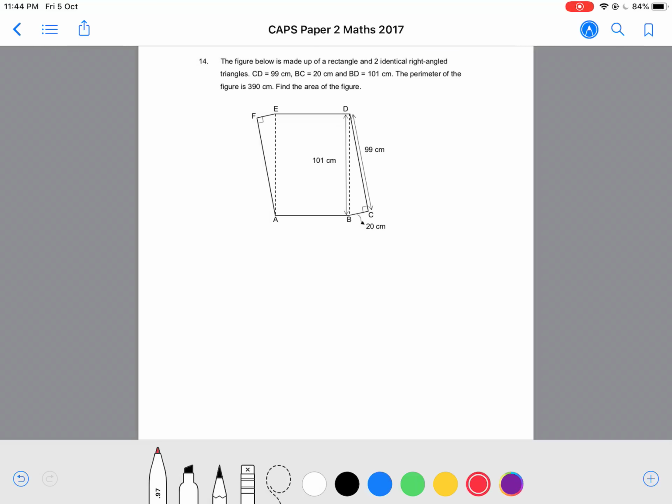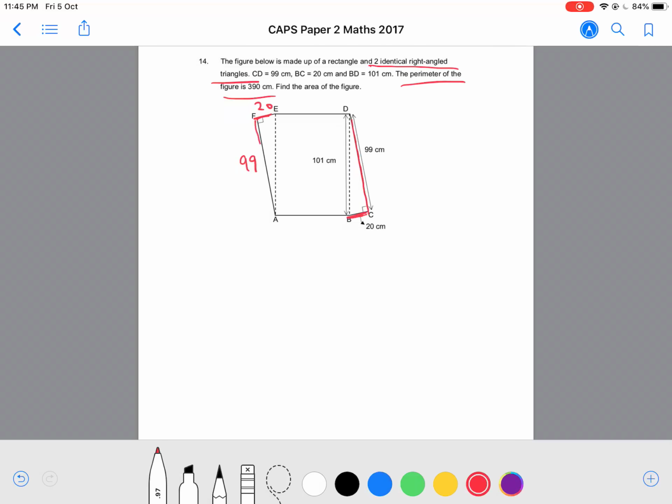Okay, question 14, you have 2 identical right angle triangles. They are very nice to tell you the dimensions. So if this is 20, this is also 20. And if this is 99, this is also 99. So the perimeter of the figure is 390.